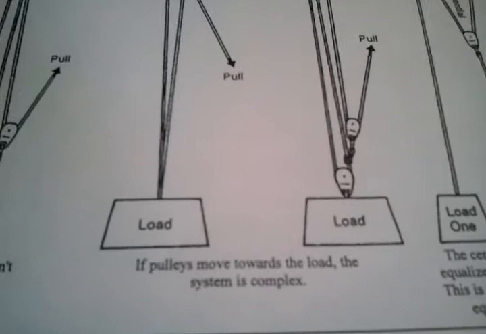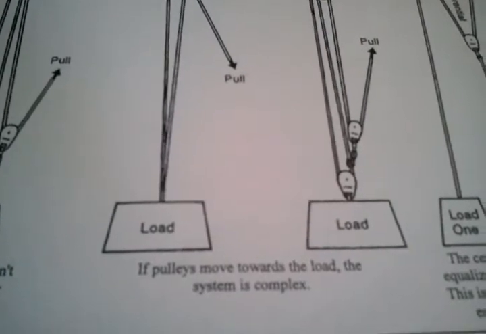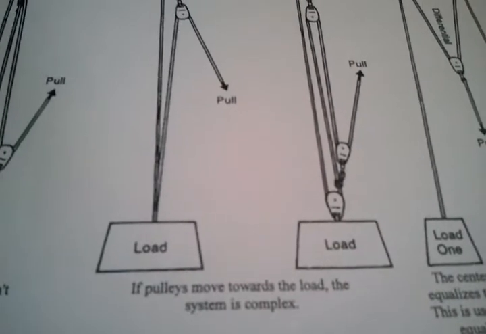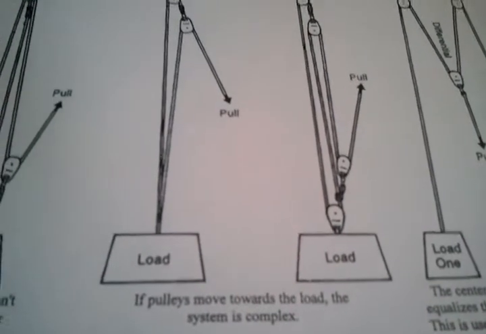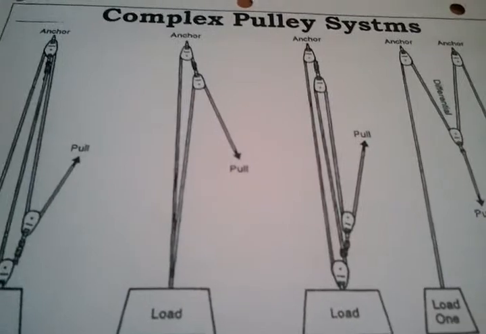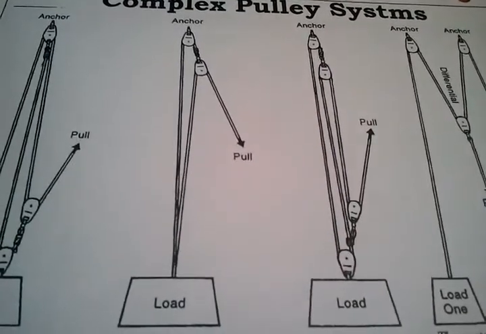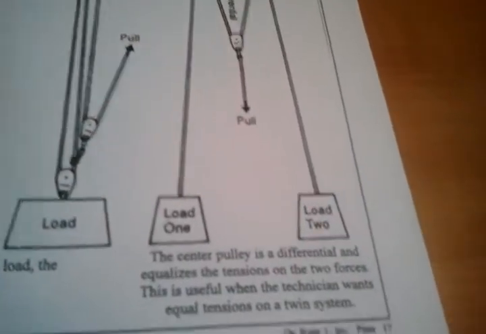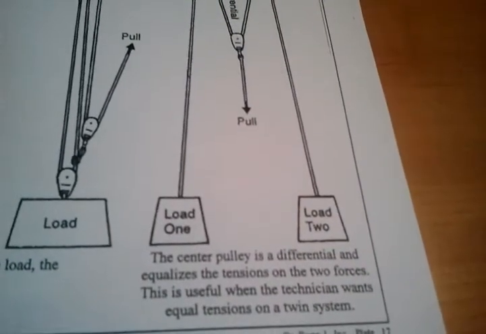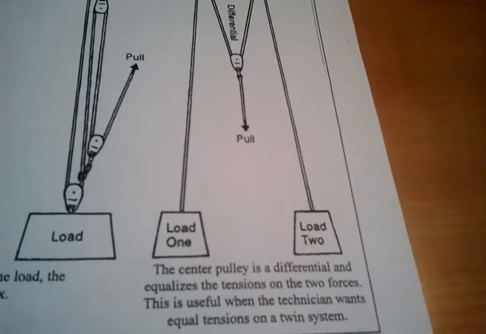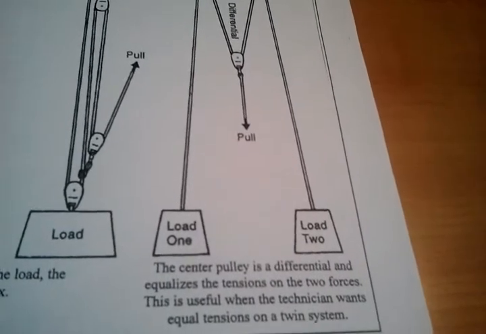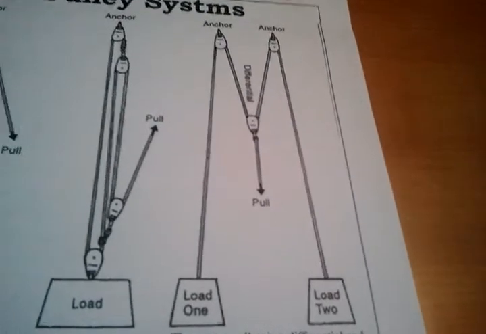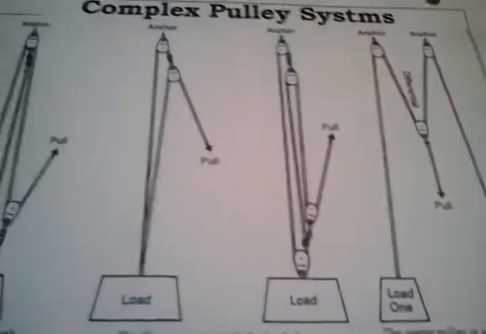And the last one is if pulleys ever travel towards the load, it's always complex. So if pulleys move towards the load, the system is complex. You can see how those will move toward the load. And the center pulley is a differential and equalizes the tension on the two forces. This is useful when the technician wants equal tension on a twin system. So you can see how that works as well.